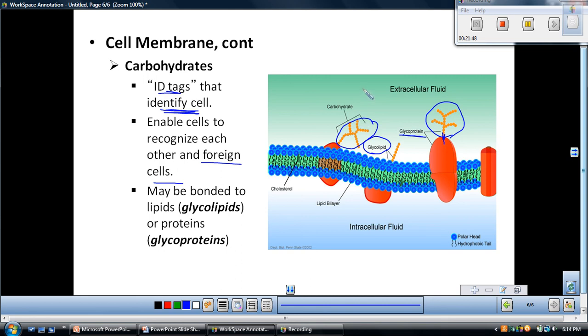And even on your red blood cells, some of these serve as A antigens, or A ID tags. Some are B ID tags, which can identify whether you have type A blood, type B blood, type AB blood, or type O blood based on the presence or absence of those ID tags that are carbohydrate molecules. Okay, like I said, here's your box where it says some of these might be bonded to lipids, and those are glycolipids, and some are bonded to proteins, which serve as glycoproteins.